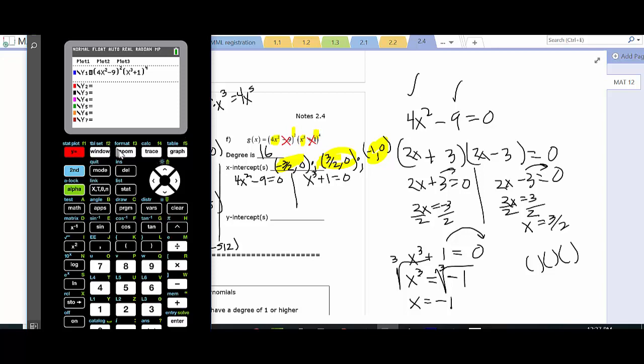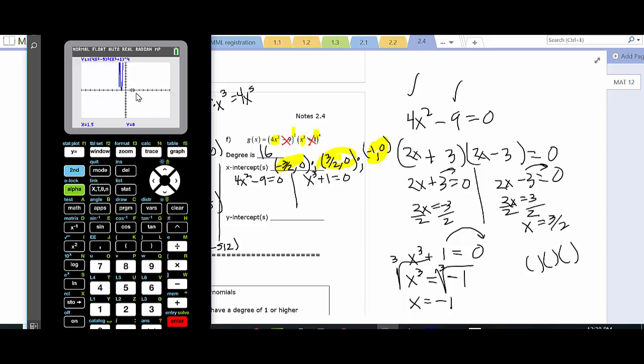Let me go back and do this one more time. So let me show you what you can do. Okay, so if you trace at these intercepts, if you trace at -1, you can tell that's an X-intercept, right? It's blinking on the X-axis. If I trace at 3/2, like that, it's blinking on there too.